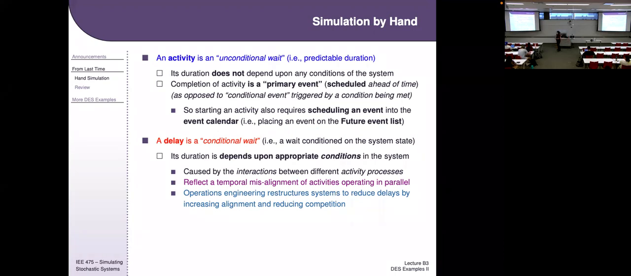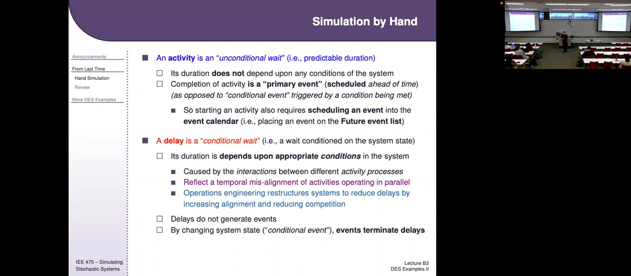So if we have a delay, it's because these processes are effectively misaligned. You've got parallel concurrent processes that are operating, and because one lasts too long, the other one has to wait for it. If there was a way to reorganize them, then maybe there wouldn't have to be as much waiting time. But it's that waiting time that comes from the misalignment of these processes that generates delays, and we measure those delays. So delays do not generate events, but events terminate delays.